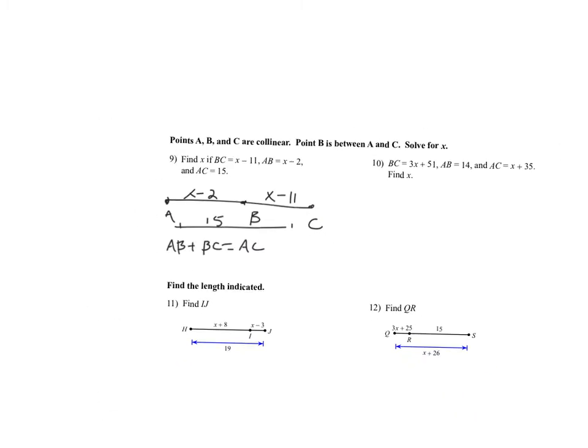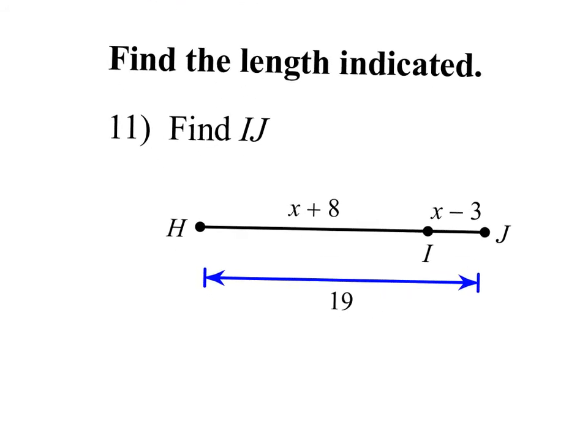Okay. The last thing we can do is just notice how our directions change. Instead of finding x, I want the length. So I want the length of IJ, right? So I know right now IJ is x minus 3, but I want to know how long that is, meaning I need to find x. Once I get x, I can then plug it in. So again, just using our segment addition postulate, we know HI plus IJ has to equal HJ.